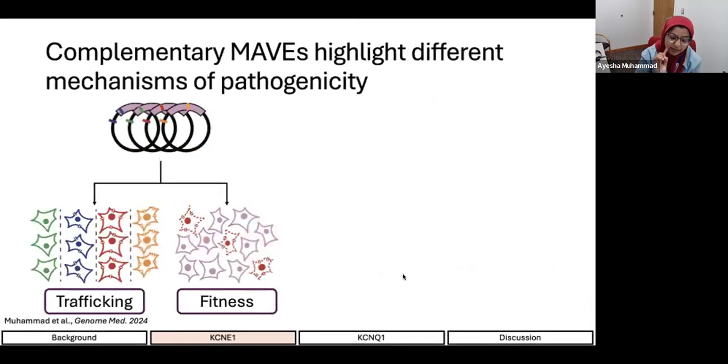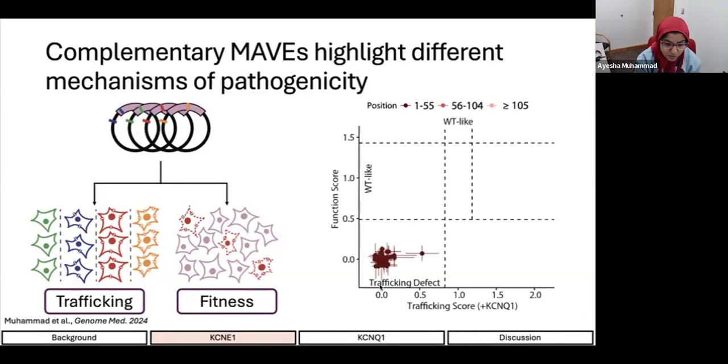The other thing that I wanted to highlight is that running complementary MAVEs on the same protein can highlight different mechanisms of pathogenicity. So when looking at both trafficking and fitness assay scores, with trafficking scores on the x-axis and fitness scores on the y-axis, we see three different clusters. One cluster is where the variants do not traffic well to the cell surface, and thus they do not function as well.